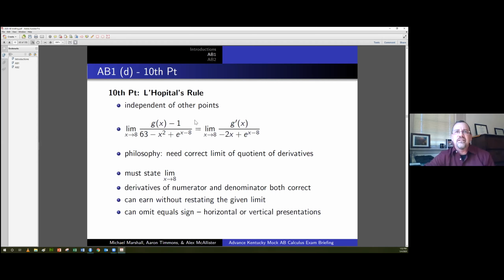Let's see, they can earn this point without restating the given limit. So what do I mean by that? We might see a student who just writes this down. We don't need to see them equating that with the stated limit in the question. So if they just write that expression down, we're gonna take that as evidence that they have applied L'Hopital's rule. And again, you can leave off equal signs, that can be missing. You can imagine people put things horizontally or vertically on the page. There's a little bit of that space, but we wanna see that they can use L'Hopital's rule in a little more computational fashion, maybe.